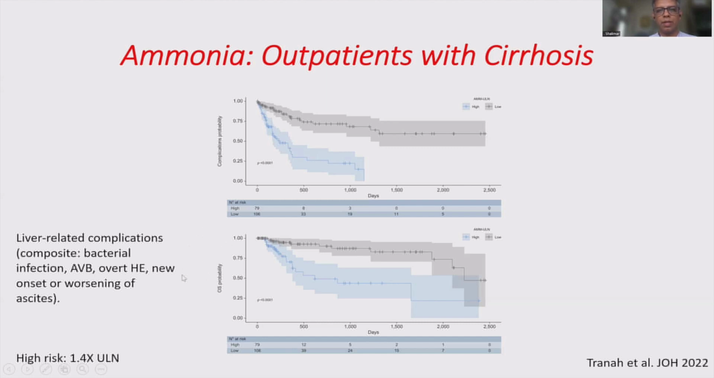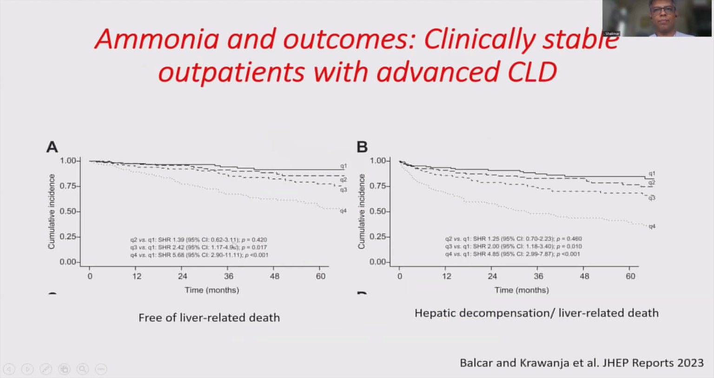In addition, this study also reported that the overall survival probability among those patients who had higher levels of ammonia was lower compared to those who had lower levels of ammonia, thereby suggesting that ammonia estimation in outpatients can help predict the development of complications, specifically liver-related, and outcomes in stable patients with cirrhosis.